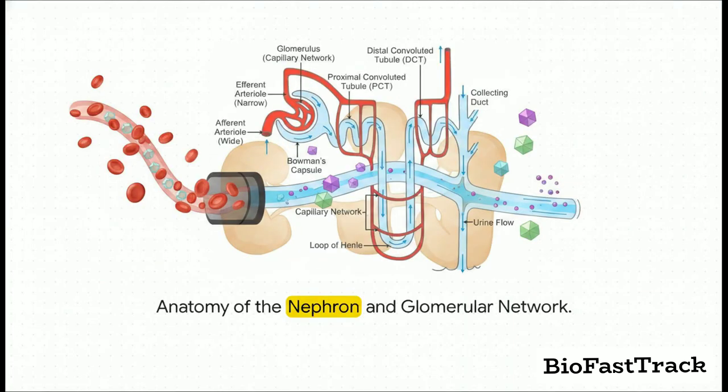Let's zoom out and look at the functional unit of the kidney, the nephron. Blood rushes from the wide afferent arteriole straight into the glomerulus. That's a super dense capillary network packed inside Bowman's capsule. From there, the filtrate takes quite a journey. It flows through the proximal convoluted tubule, dips down the loop of Henle, travels up into the distal convoluted tubule, and finally dumps right into the collecting duct.